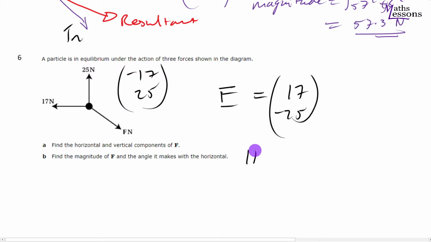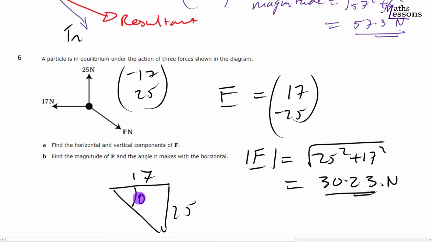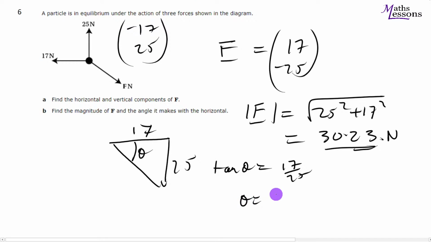So the magnitude of F, these two lines mean magnitude, and that's going to be equal to 25 squared plus 17 squared, square rooted. And when you've done all of that, I think it comes out to be 30.23 newtons. Now we want to find the angle it makes to the horizontal, so we're going to go 17 along and 25 down. And we can find that angle there, which will be tan theta equals 17 over 25. Therefore, theta will be inverse tan of that, which comes out to be 55.8 degrees below the horizontal.